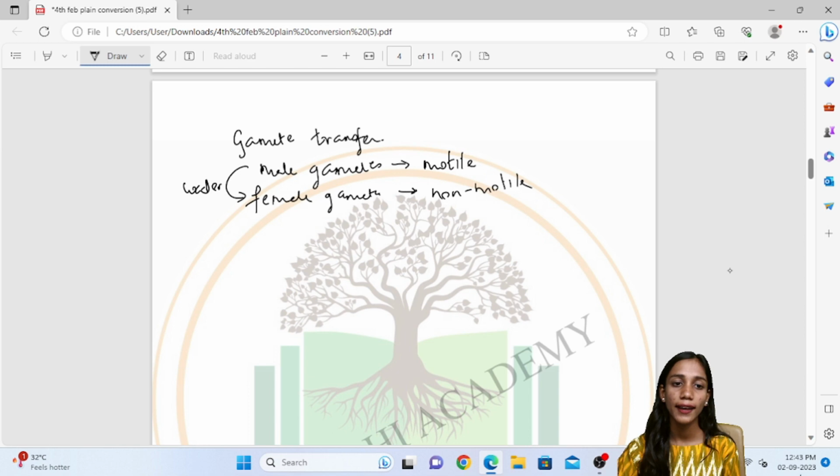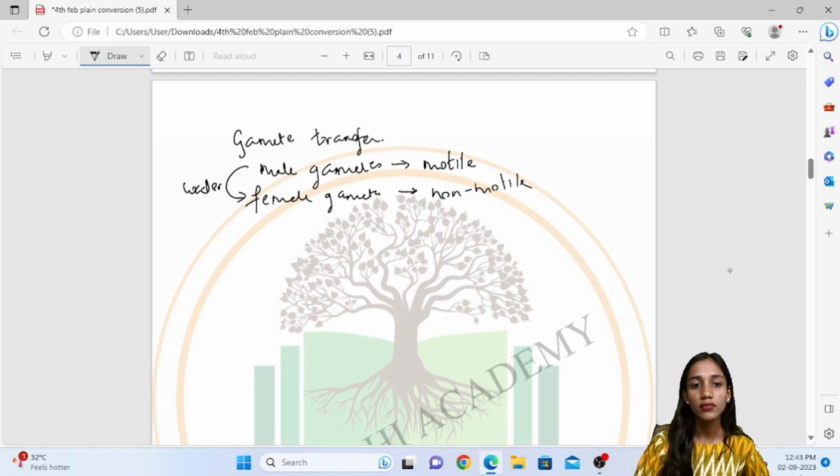Now, the female gamete in most cases is a single one, but the male gametes are produced more in number, because while they are transferred to the female gamete, the probability of them reaching the female gamete and fusing is less. On the way they can be damaged or killed, and not all may reach the female gamete. So the male gamete is always produced in more numbers than the female gamete.